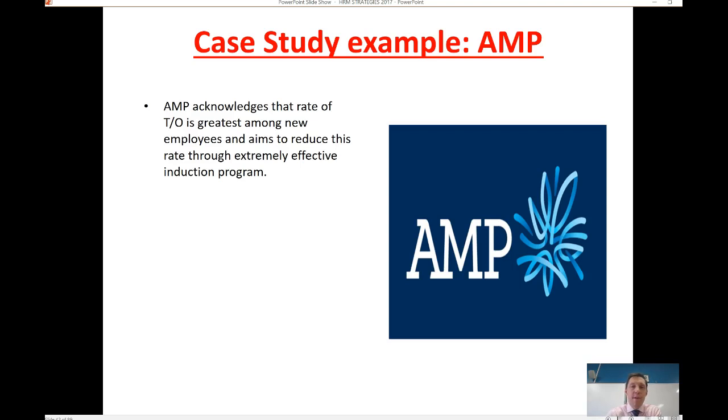In terms of a case study, AMP is a really good one to look at in terms of induction, because they run a great induction program and they acknowledge the rate of turnover is greatest among new employees, and they try to reduce that by having an effective induction program. It's run by the Human Resource Department internally.